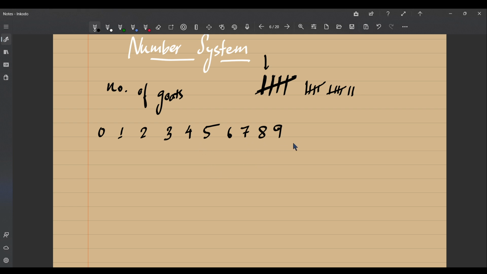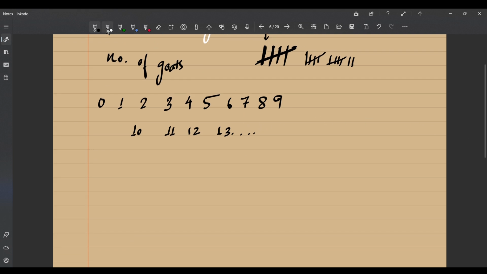So if you had to go past 9, you just keep using the symbols we already have. So we wrote 10 with a 1 and a 0, 11 with 1 and a 1, and then it goes on this way, right? I won't bore you with this a lot, but this was how natural numbers were created.